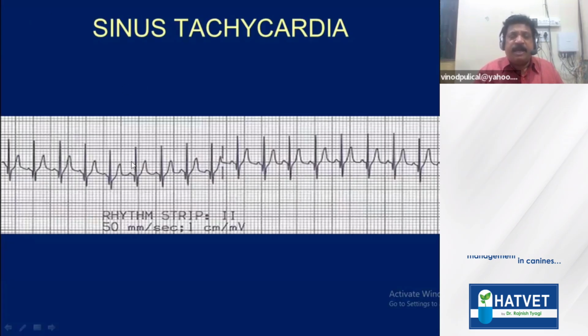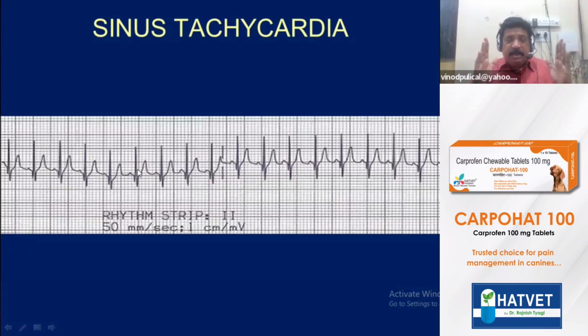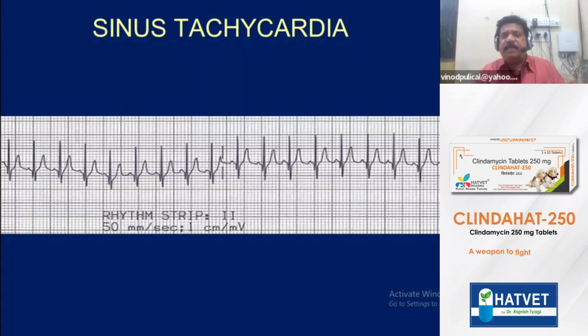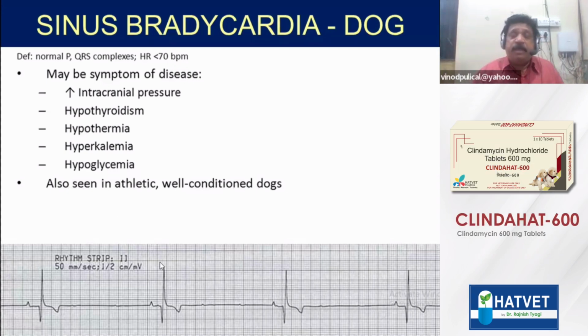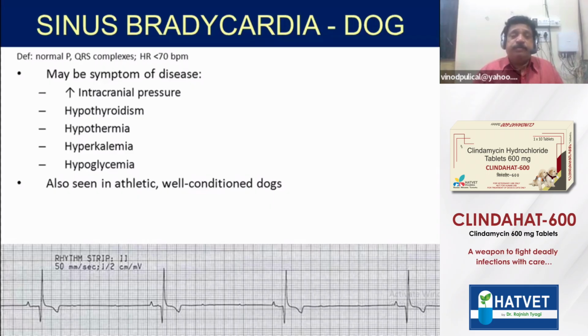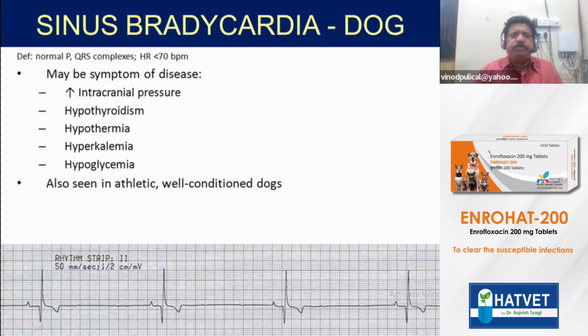And when there is sinus tachycardia, you can see there is an increase in heart rate, so the RR interval becomes very short. Normally in feline ECGs, they have short sinus complexes. Then in sinus bradycardia, the RR interval will be abnormally long. It occurs in increased intracranial pressure, hypothyroidism, hypothermia, hyperkalemia, hypoglycemia, etc. These are all proven causes.